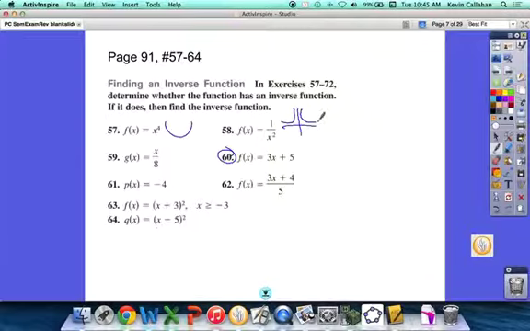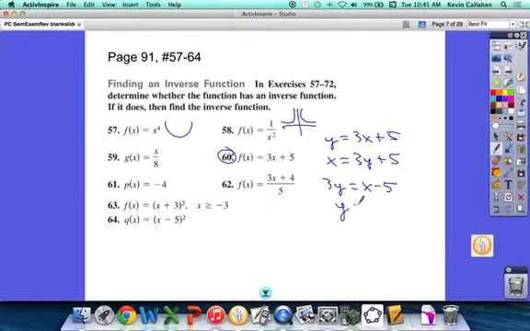So assuming that you've got a function which has an inverse, how do you find the inverse? Change the f of x to a y, switch the x and the y, and then solve for the y. Right? That's how you find an inverse. 3y equals x minus 5. Y equals x minus 5 over 3. And that you could say is f to the minus 1 of x.